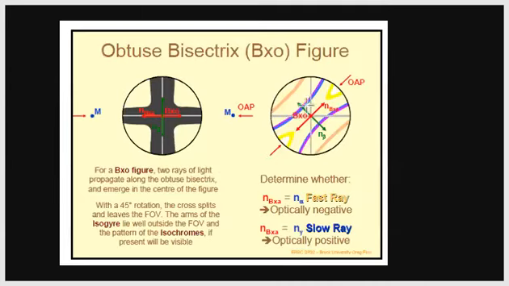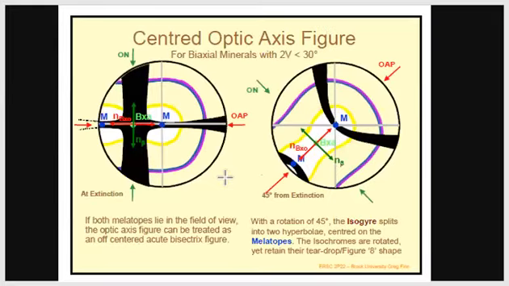Obtuse bisectrix figure, this is how we need to look at what we have seen in the previous slide, and it is not a very good section to determine the optic sign of a biaxial mineral. This is another best section to identify the optic sign of a biaxial mineral, called a centered optic axis figure. We can trace the optic axial plane because this is going to be one of the melatopes, and there is going to be another melatope over here. Even if this is out, you need to look at the curvature and what happens in the concave side and convex side. Based on that, you will be able to make the prediction.